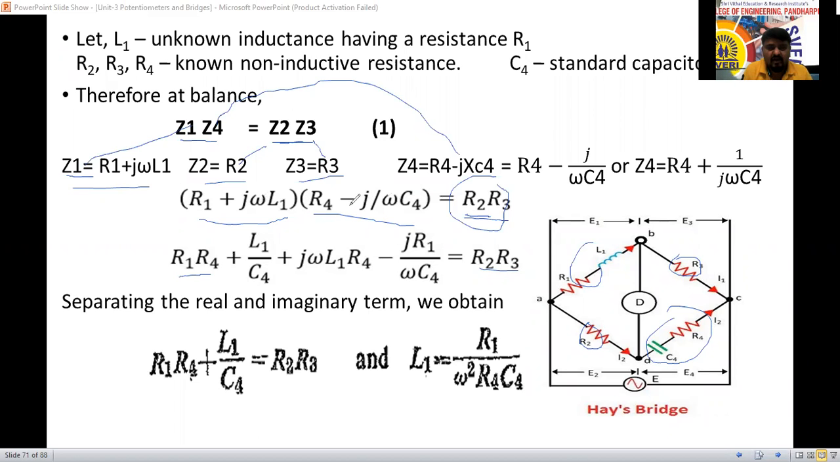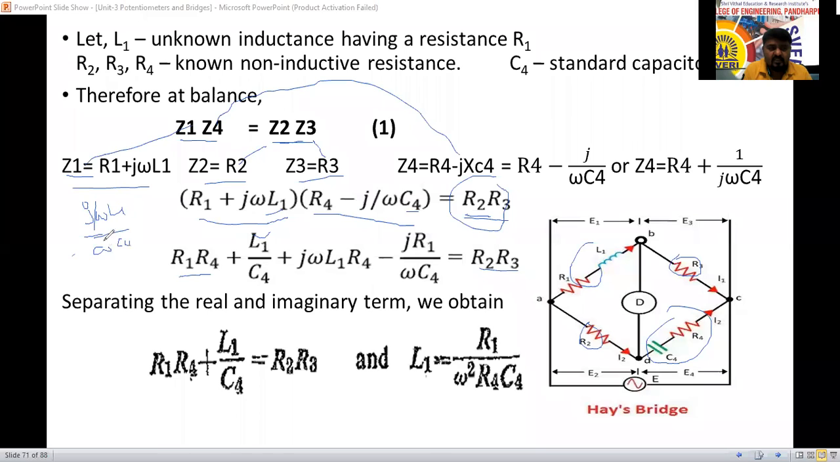That is nothing but minus J will get cancelled. L1 by C4 we are going to get. Here L1 is there, here C4 is there. Omega gets cancelled here now, because in multiplication, numerator and denominator it will get cancelled. Yes or no? Here J omega L1 is there. Here this one, minus J is nothing but 1 by J only, na? Or omega C4 here, that is minus omega C4.